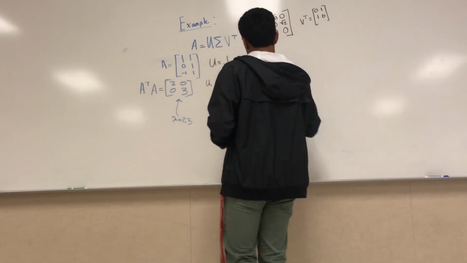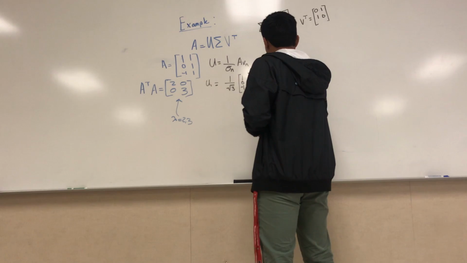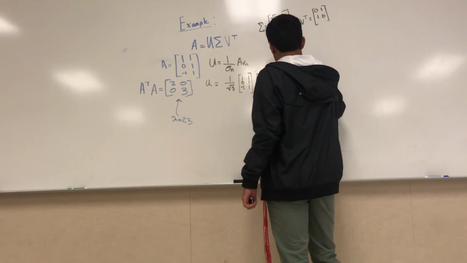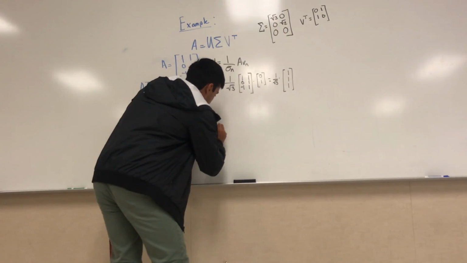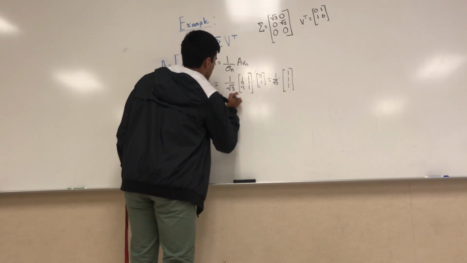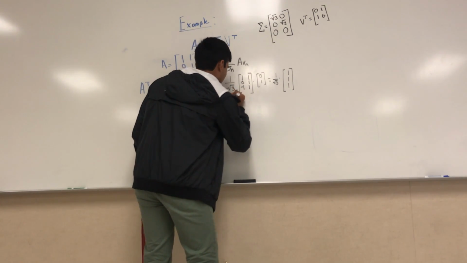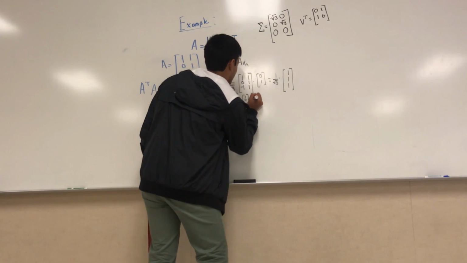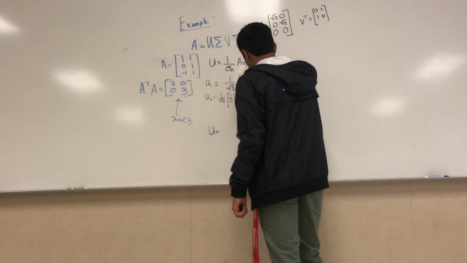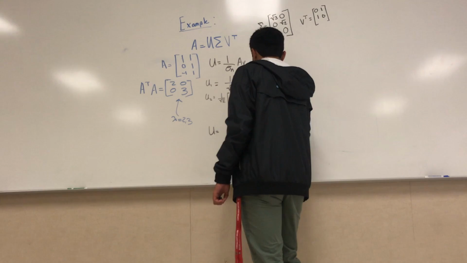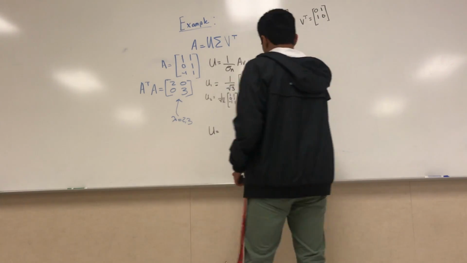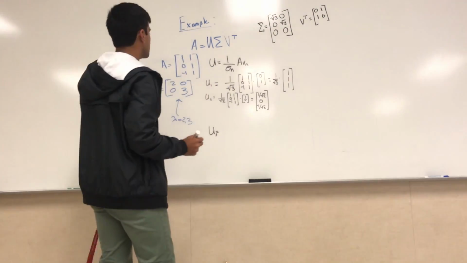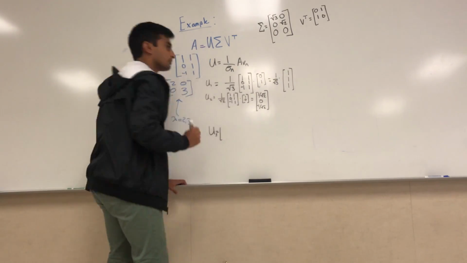So we're going to start off by finding U1. U1 is 1 over square root 3 times A times its vector, which is 0, 1. And that's going to give us 1 over square root 3, 1, 1, 1. Then we're going to do the same thing for U2. U2 is 1 over square root 2, times A, 1, 0, negative 1, 1, 1, 1, times 1, 0. And we get 1 over square root 2, 0, negative 1 over square root 2.